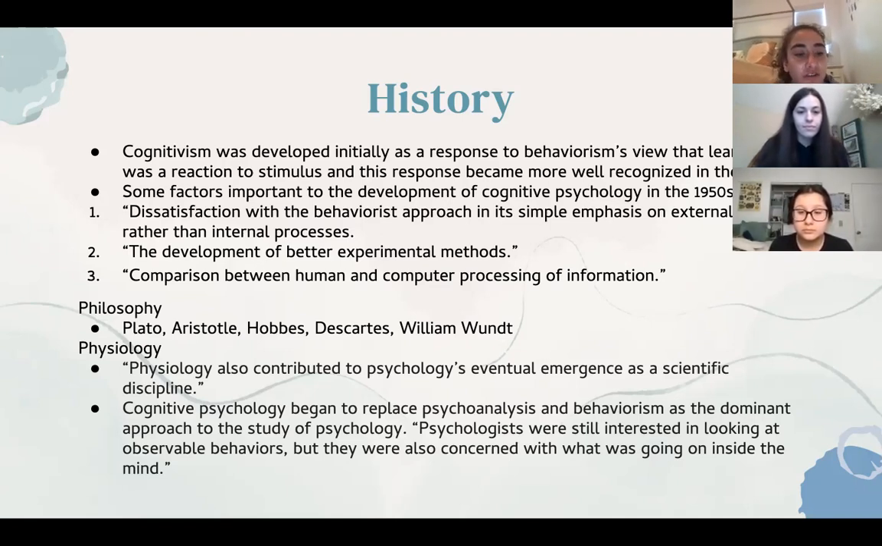Some of the philosophy of this came from Plato, Aristotle, Hobbes, Descartes, and William Wundt, and these were some of the philosophers during this time period that helped with the development of cognitivism. Psychology also contributed, and this eventually emerged as a scientific discipline. Cognitive psychology began to replace psychoanalysis and behaviorism as the dominant approach to the study of psychology.